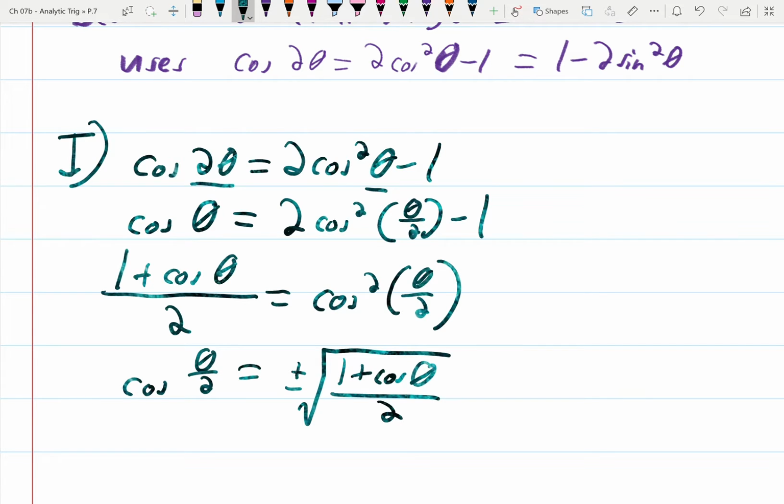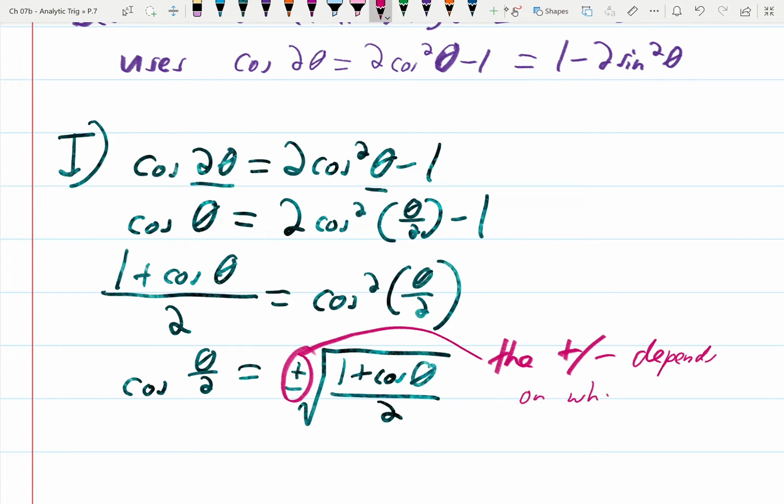The plus or minus, let's find it back up. Cosine does not output 2 values. It outputs 1 value. It's a function. It will not output a positive and a negative. But the positive or negative that is here, the plus minus, depends on what quadrant theta over 2 is in.